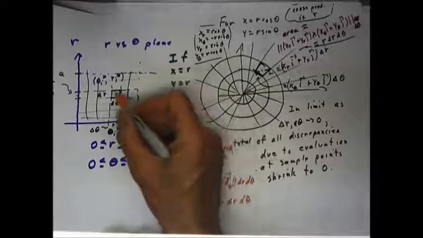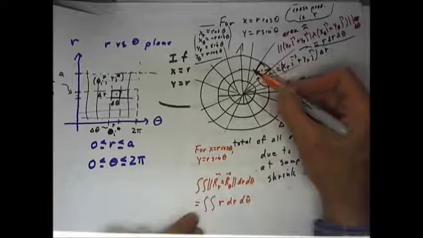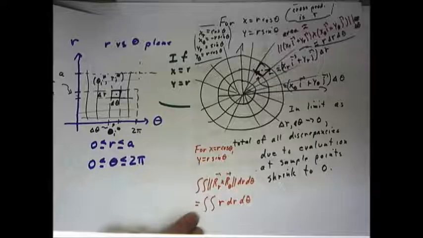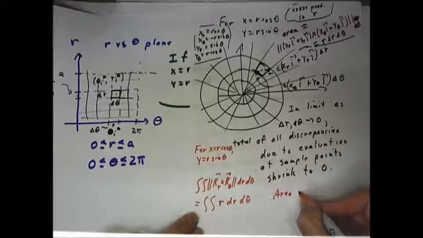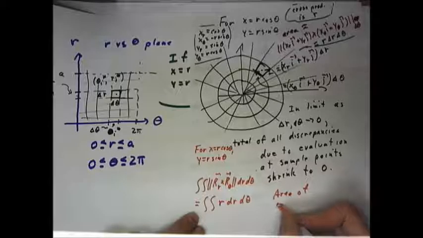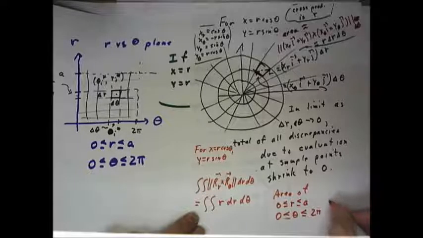On each increment of delta r by delta theta, we have a corresponding increment of the area in the xy plane, and this integral is just the area of the region 0 less than or equal to r less than or equal to a, 0 less than or equal to theta less than or equal to 2 pi in the xy plane.